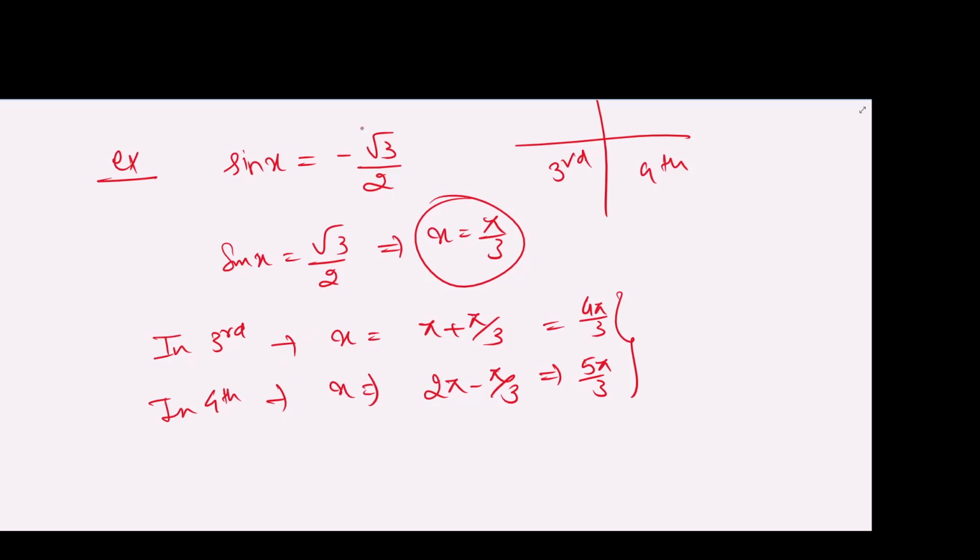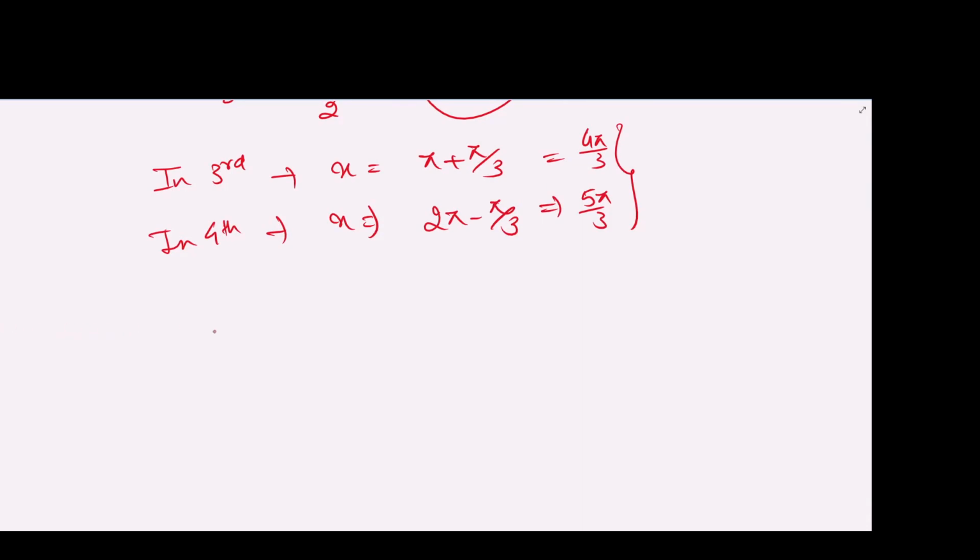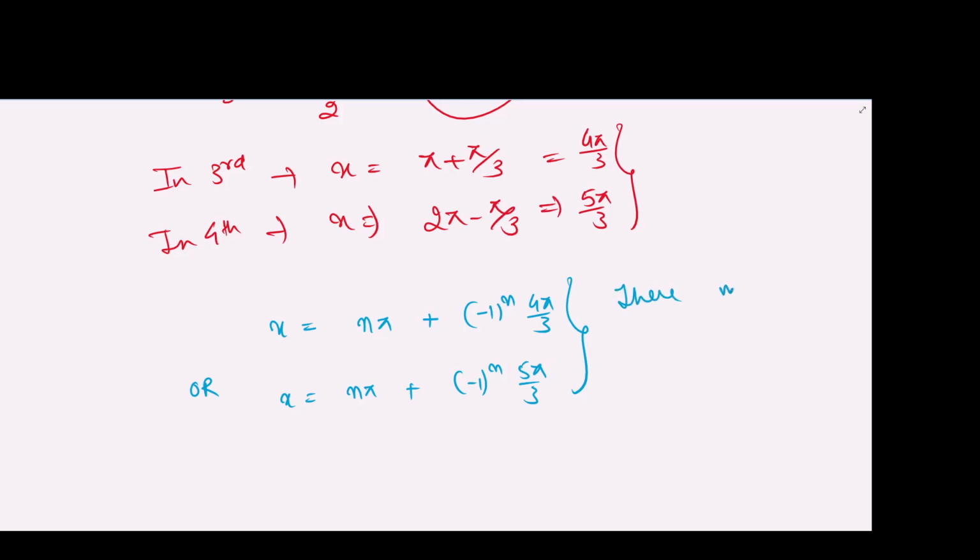So our general solution will be x equal to n pi plus minus 1 raised to power n times 4 pi by 3, or x equal to n pi plus minus 1 to the power n times 5 pi by 3. So there are many solutions to x.